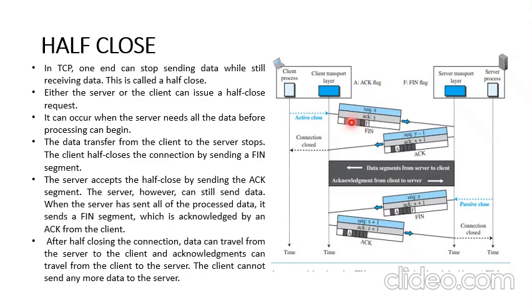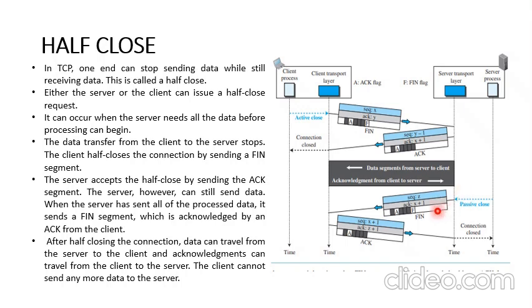So here, whenever a FIN flag is sent from the client, and an acknowledgement is sent from the server, the connection is closed on the client side. But the server still can send the data. And here we can see this gray color block indicates that a data segment from server to client and an acknowledgement from client to server is sent.